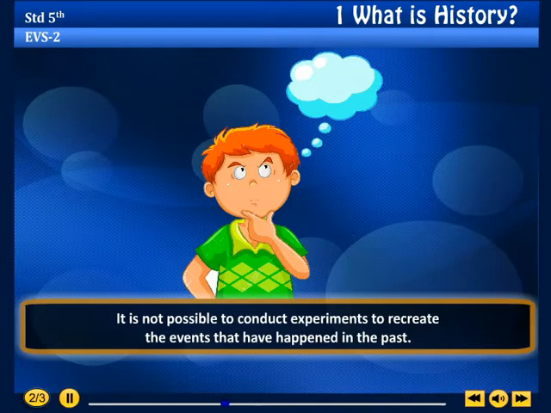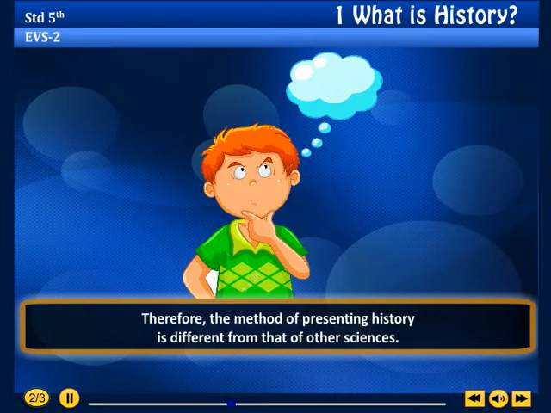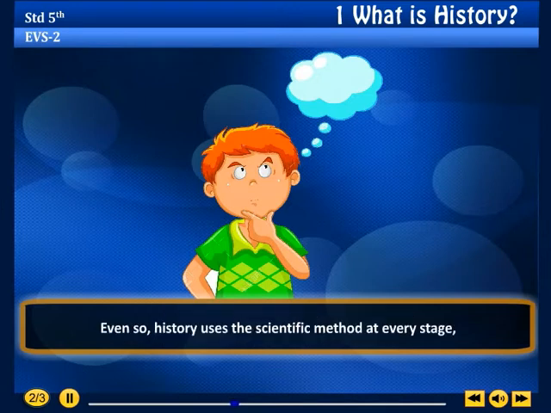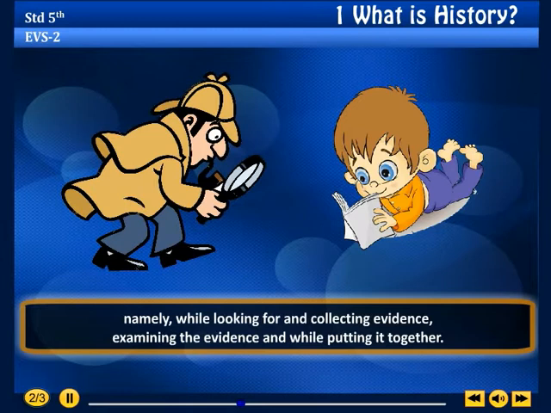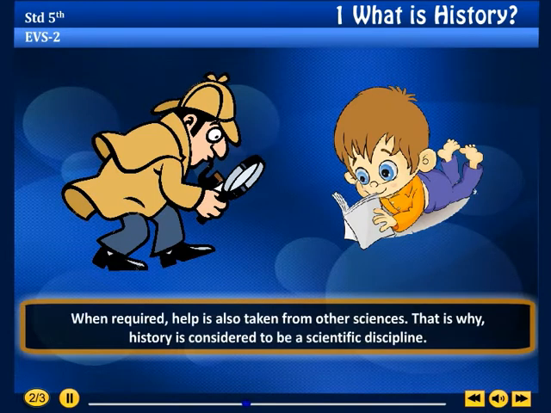It is not possible to conduct experiments to recreate the events that have happened in the past. Therefore, the method of presenting history is different from that of other sciences. Even so, history uses the scientific method at every stage, namely, while looking for and collecting evidence, examining the evidence and while putting it together. When required, help is also taken from other sciences. That is why history is considered to be a scientific discipline.